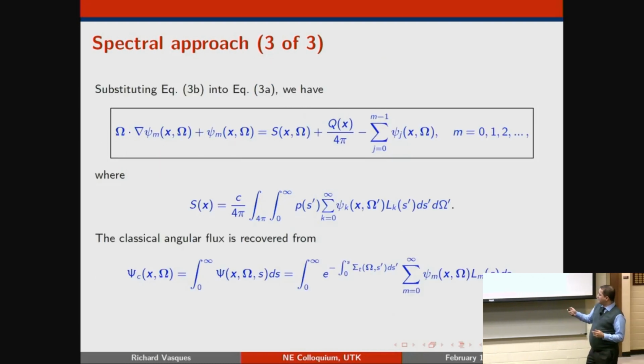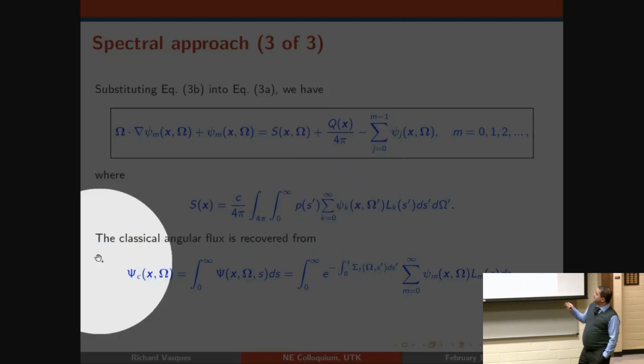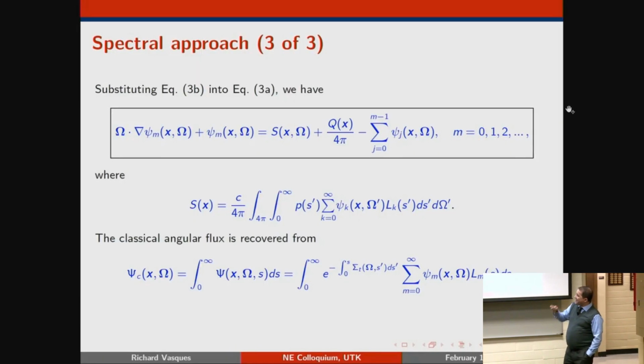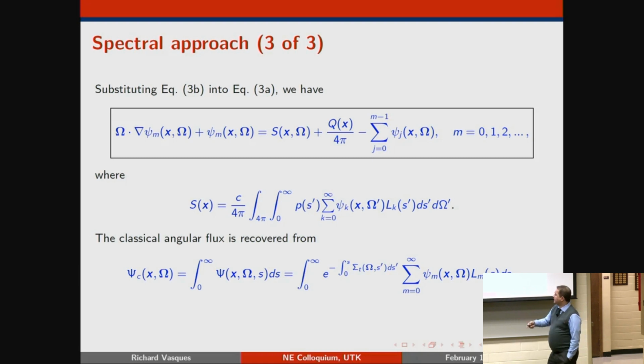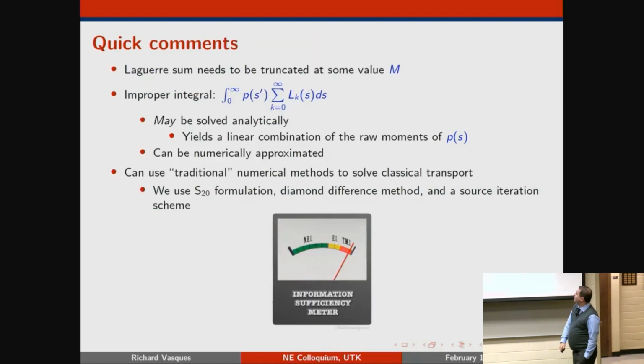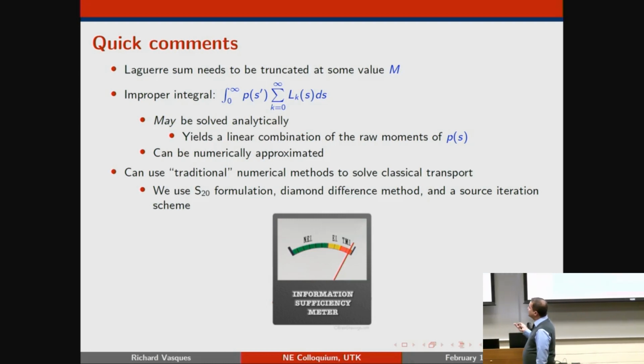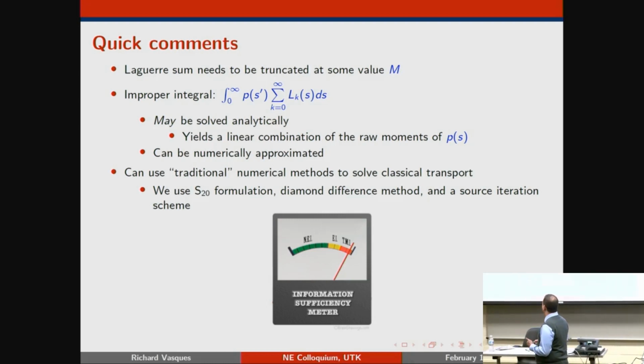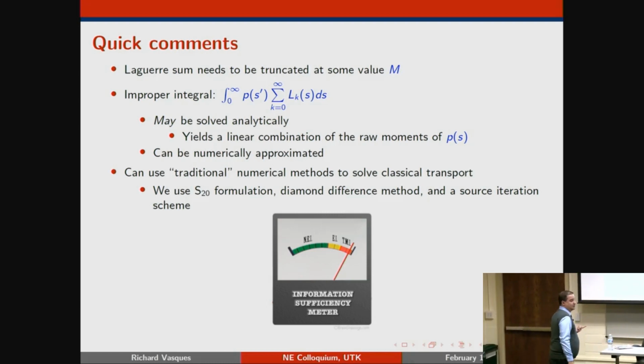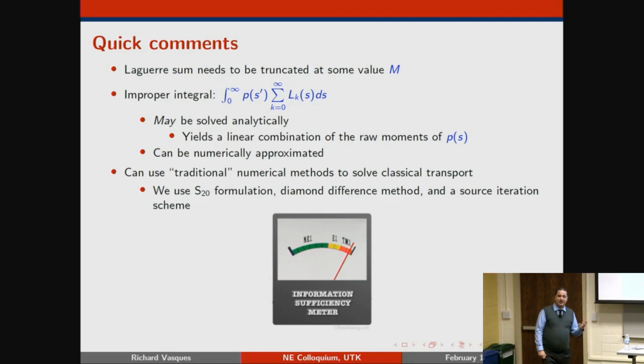So in the end, I'm going to have some equation that looks like this. Any deterministic code that you use for regular transport is going to solve that. M is the Laguerre moment of order m, so you're going to use this for as many Laguerre moments as you want. The Laguerre sum is going to need to be truncated at some value. There is an improper integral that can be done analytically, but you can also solve it numerically.